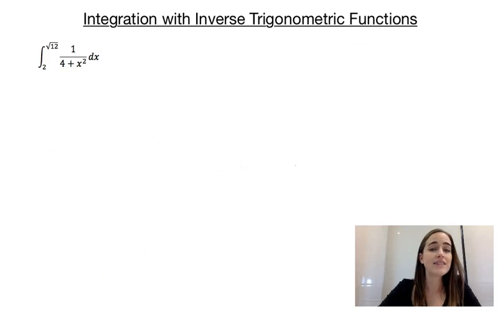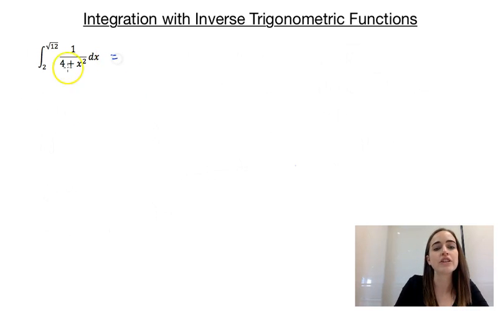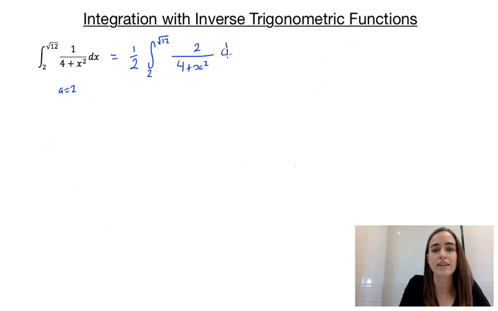Our last example is a definite integral, so we're integrating between 2 and root 12, 1 on 4 plus x squared dx. So I'm going to rearrange this. Because there's no square root in the bottom, we know it's going to be tan. If we look at our 4, we know that a is equal to 2, because 2 squared is 4. So I'm going to make the numerator 2 as well to match, which means I'm going to have a half out the front to compensate for that. So I'm going to have 2 over 4 plus x squared dx.